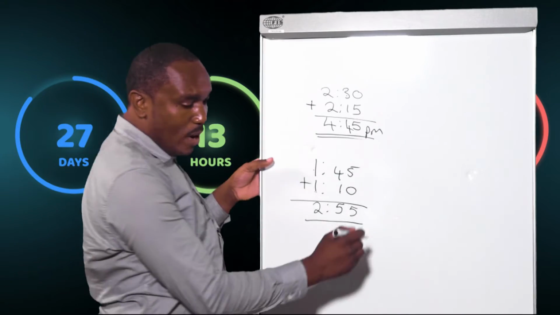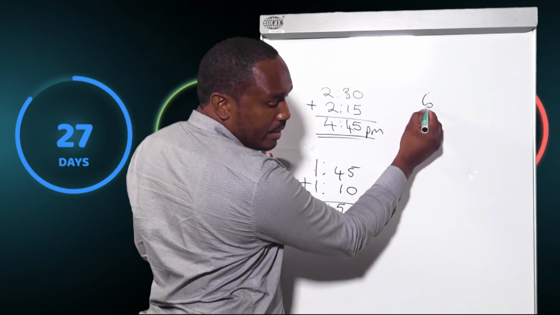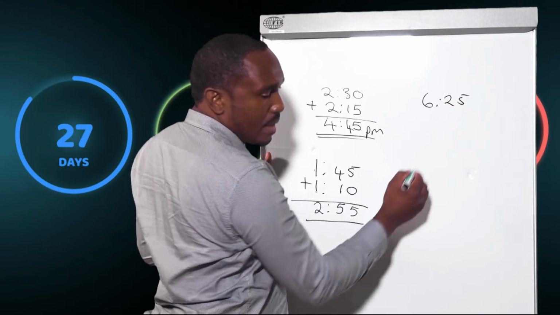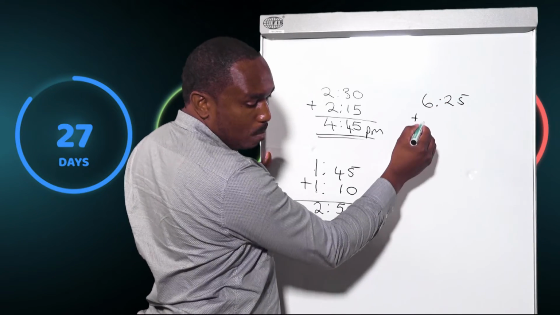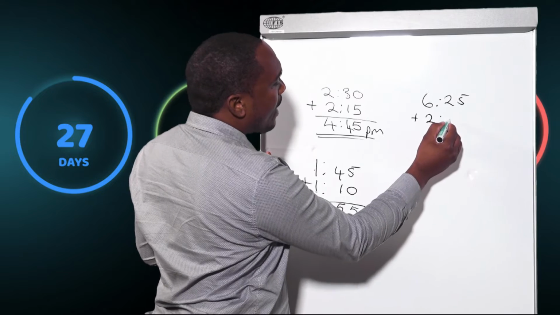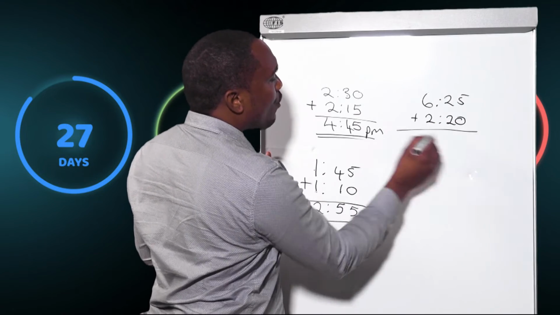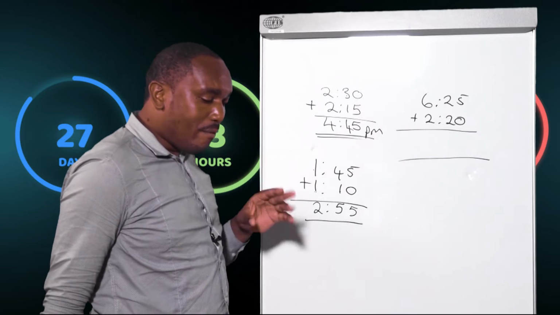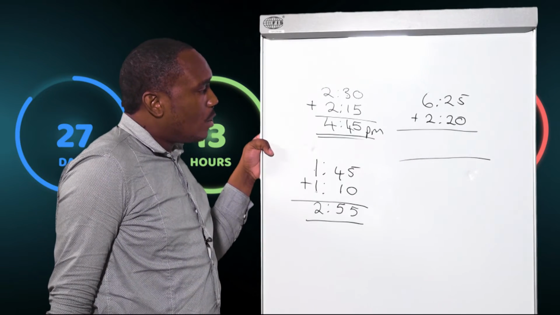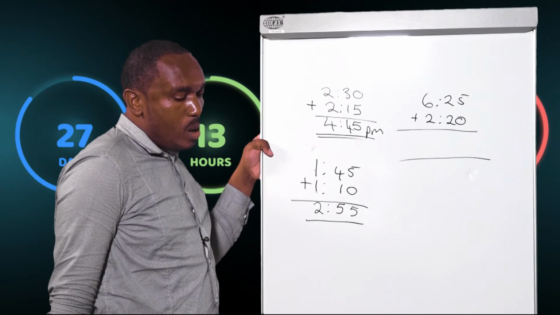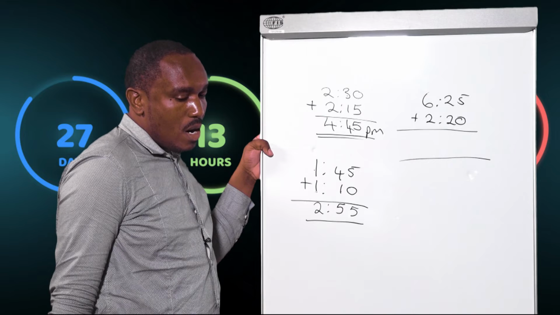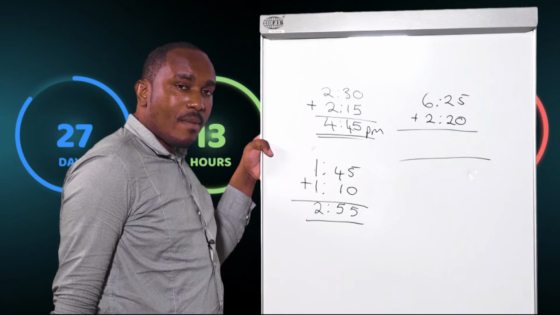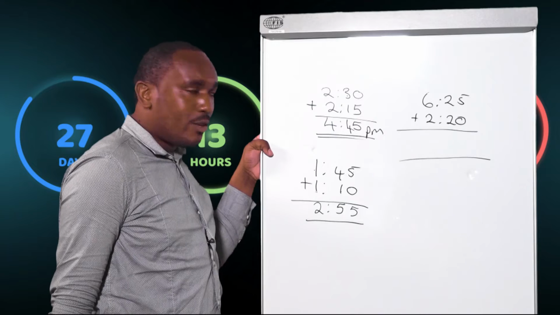If you understand that one, try this simple one. 6:25. Then you add 2 hours and 20 minutes. Try it quickly, and see if you have understood it. Okay, I can see you are trying.